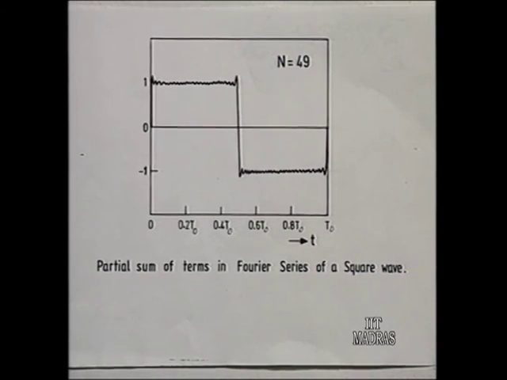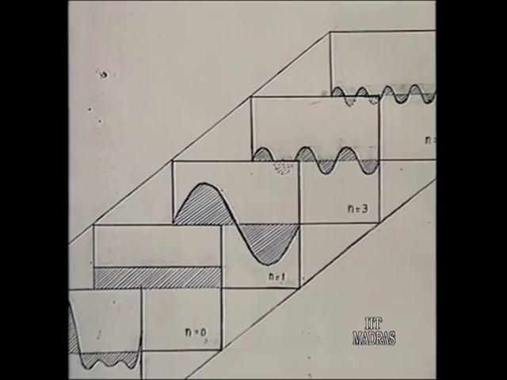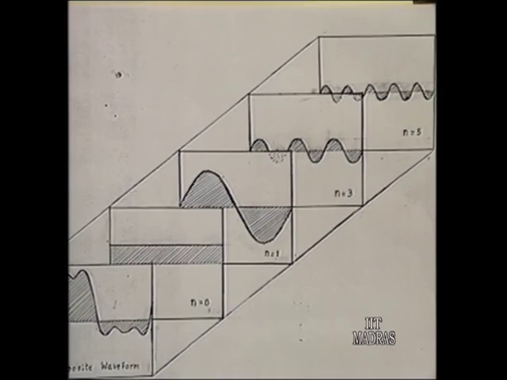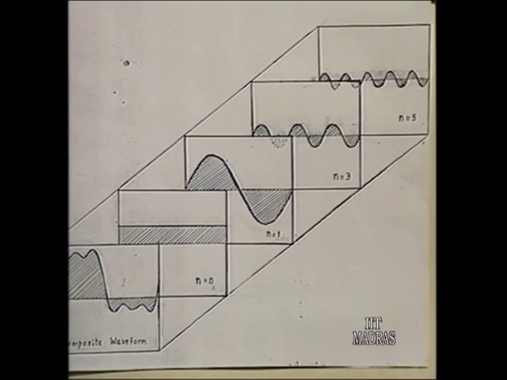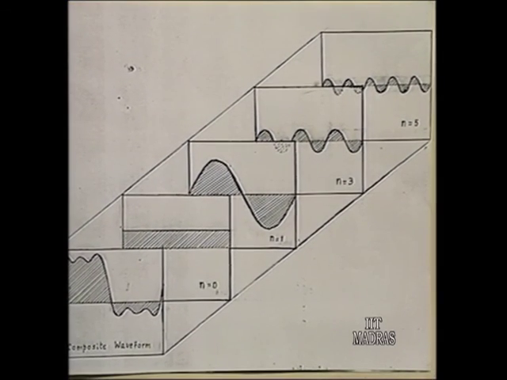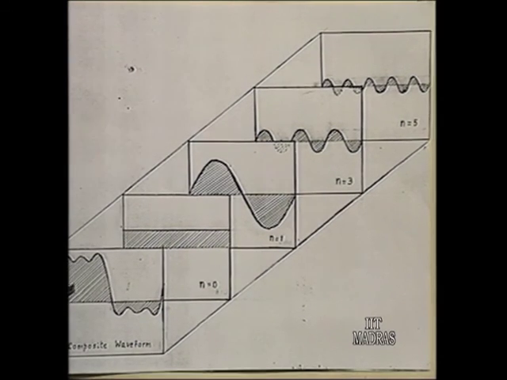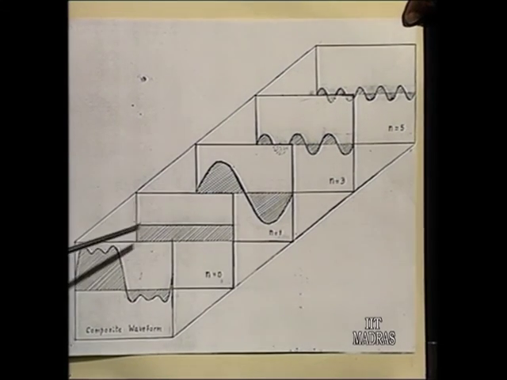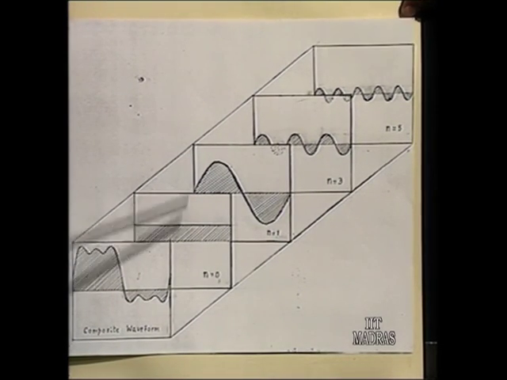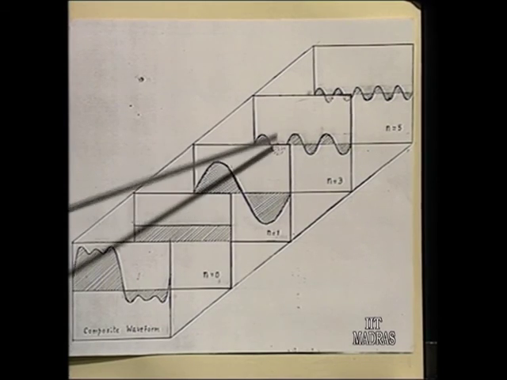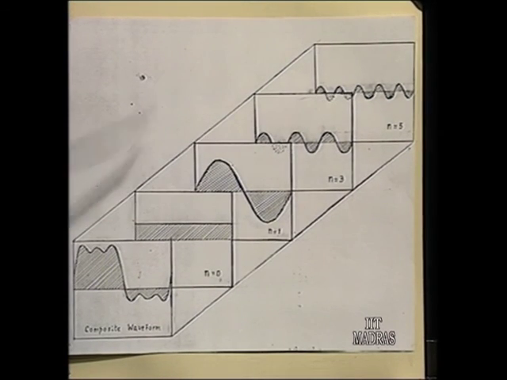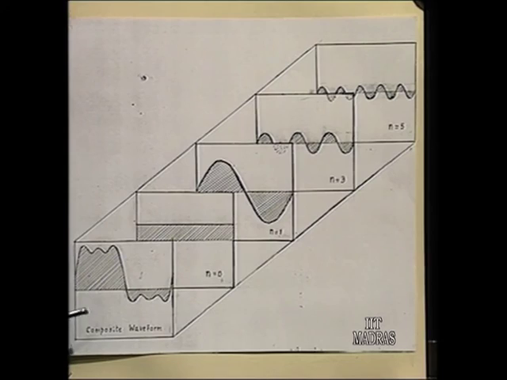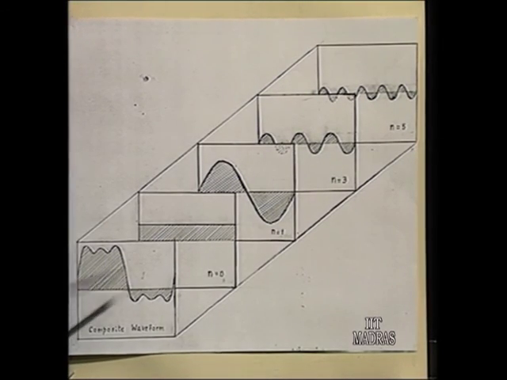I would like to show another figure which shows how different harmonic components add up to build a composite wave. Suppose this is a composite waveform that we would like to have. In this case, there is a DC term, there is a fundamental, there is a third harmonic, and there is a fifth harmonic. The composite wave that I have drawn here is one which is built from this.